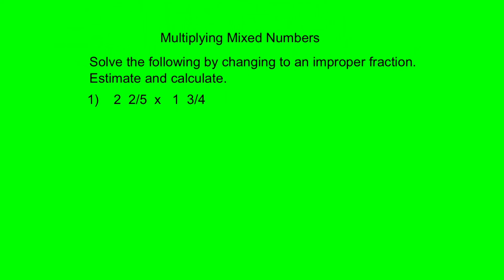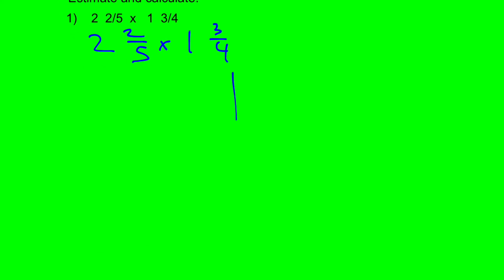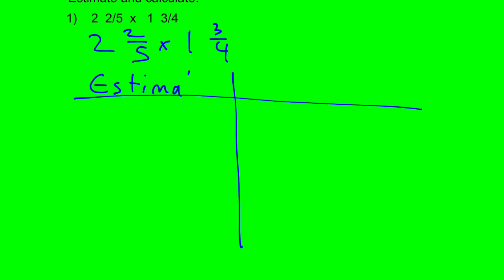This says, solve the following by changing to an improper fraction. So one way we can get an answer when we multiply mixed numbers is by changing them to an improper fraction. So the question we're going to do here is 2 2/5 times 1 3/4. And we're going to do both an estimate and a calculation. So I'm going to divide my page up into estimate and calculate.